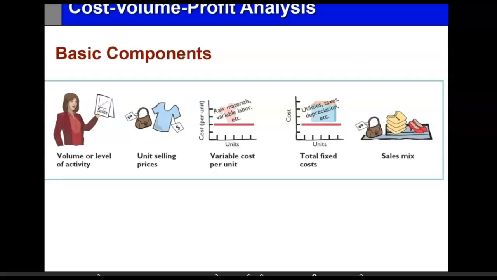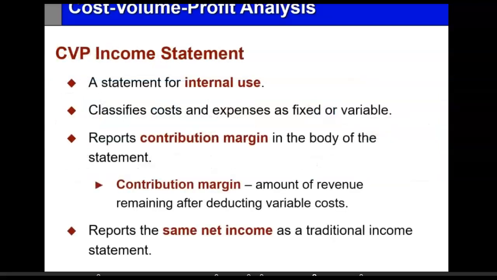Now, as I said, there were 5 components. First of all, there's the volume or the level of activity. Then we need the unit selling price and the unit variable cost. And lastly, the fixed cost in total. Now, we're using this model to predict the profit for a company that provides one service or one product, or produces one product. In the next module, we're going to look at companies that produce more than one product, and therefore we have to bring in the idea of sales mix.